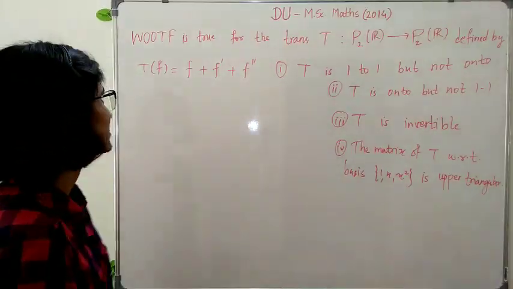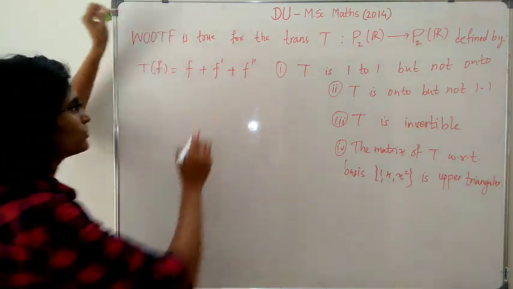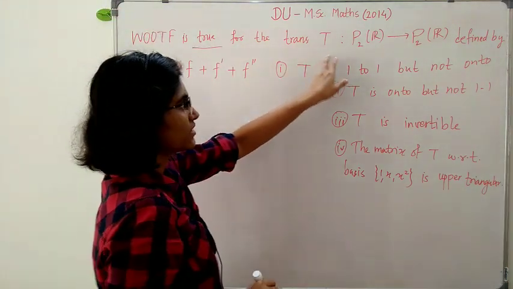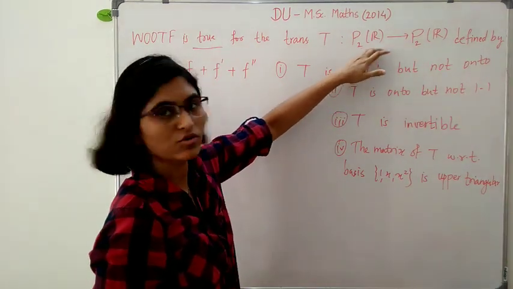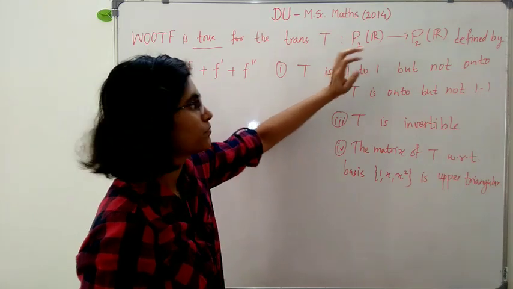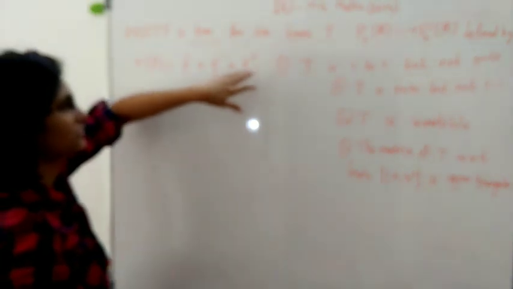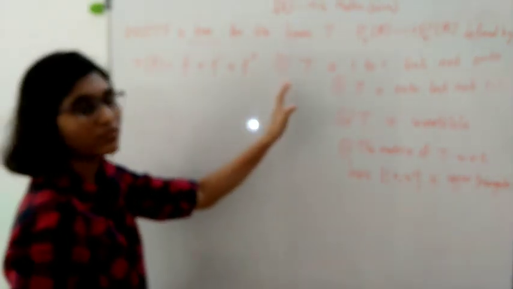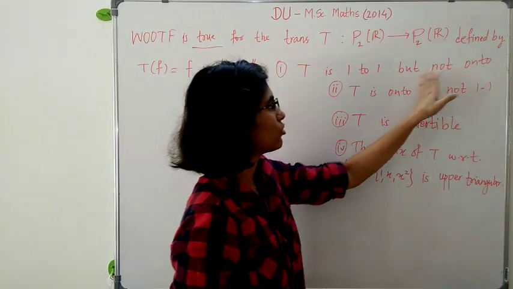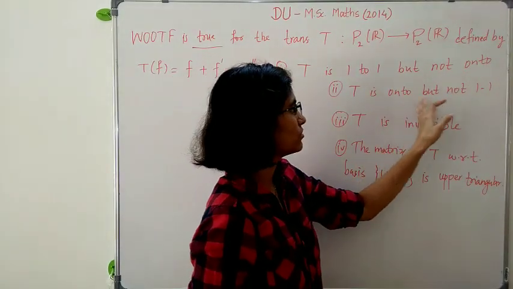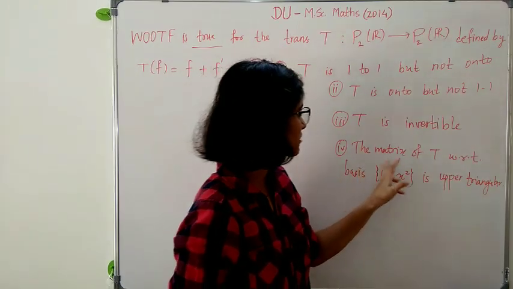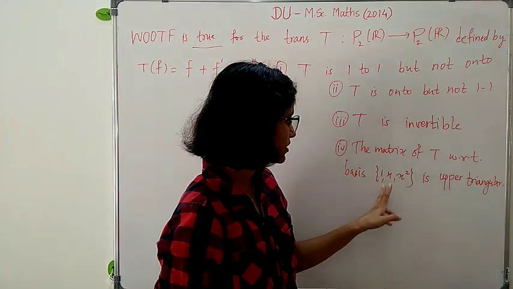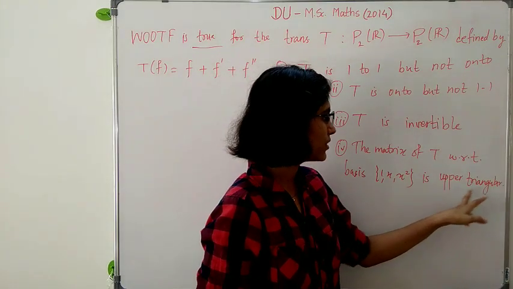Let us solve the next question. Which one of the following is true for the transformation T, which is from P2(R) to P2(R), the space of all polynomials of degree less than or equal to 2, defined by T of f is equal to f plus f dash plus f double dash. Then the options are: first option, T is 1 to 1 but not onto; second, T is onto but not 1 to 1; third, T is invertible; and last, the matrix of T with respect to the basis 1, x, x square is upper triangular.